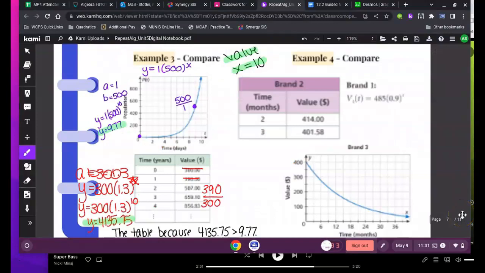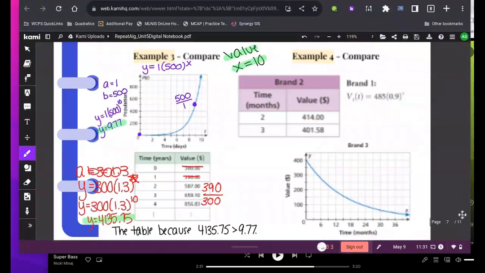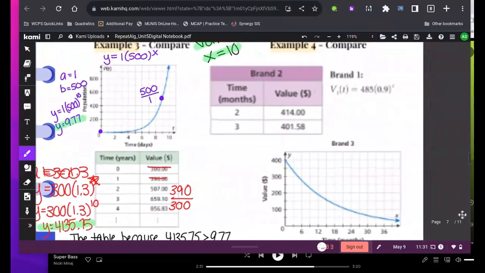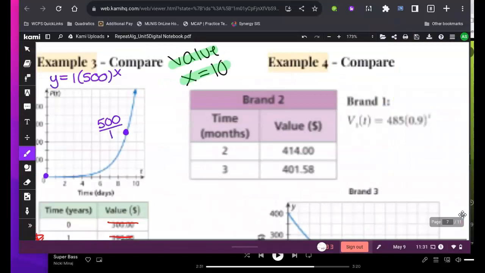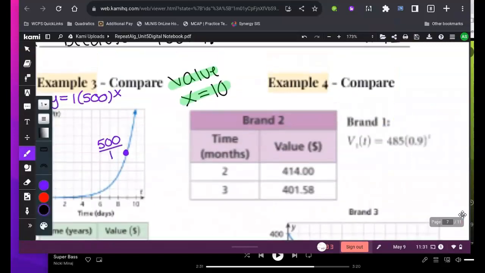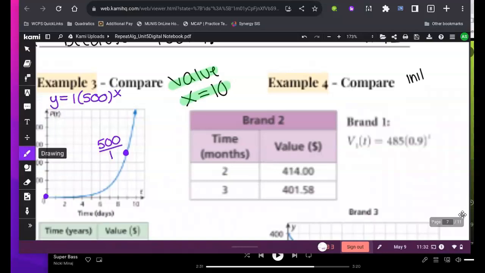All right, so for number 4, notice that we're comparing 3 different brands of a computer. So we have brand 1, which is given by the equation, brand 2, which is given by the table, and brand 3, which is given by the graph. And we want to compare the initial cost of each computer. So we'll figure out which brand we want to buy based on which one is the cheapest.